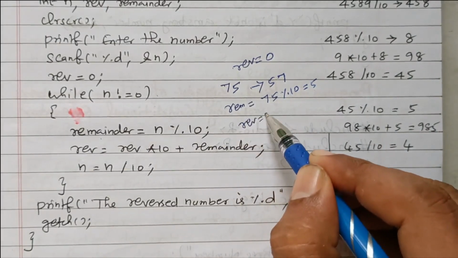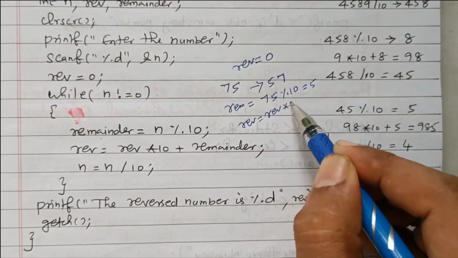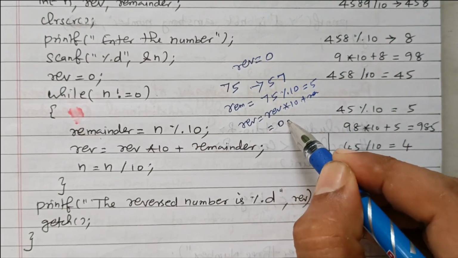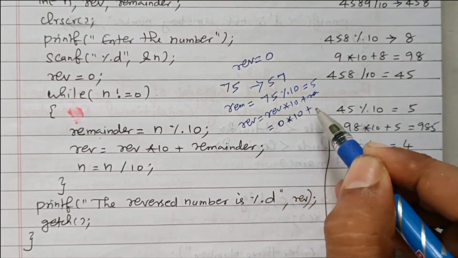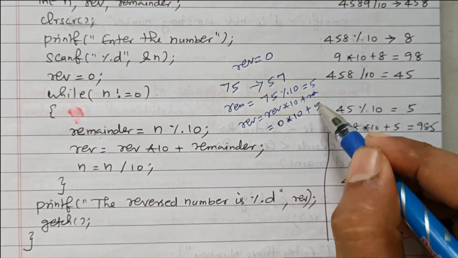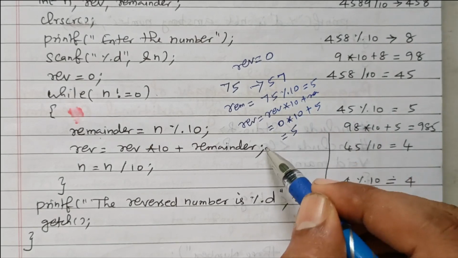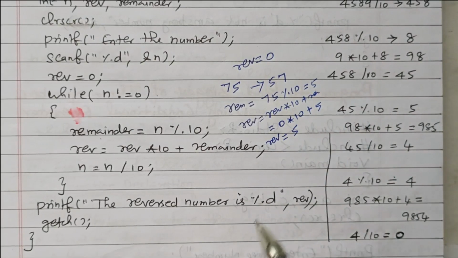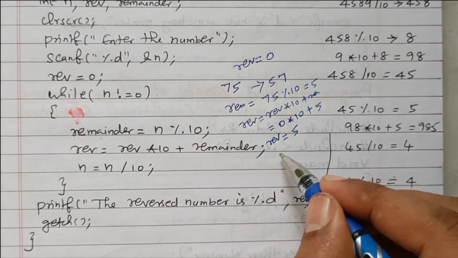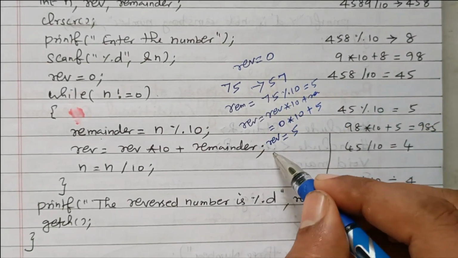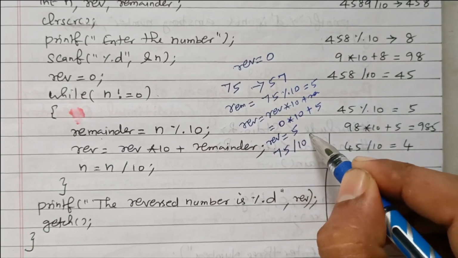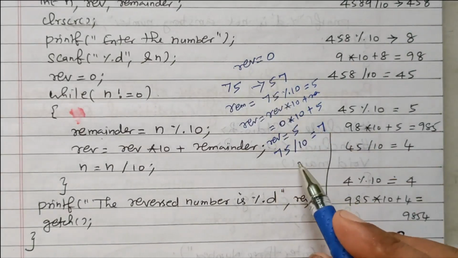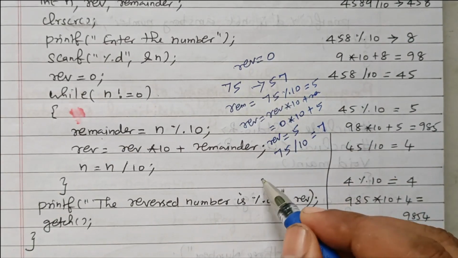What is the value available here? Reverse equal to reverse into 10 plus remainder. Reverse is already 0, 0 into 10 plus the remainder value 5. That is equal to 5. Now the reverse number is 5. Now what we need to do? We have to divide 75 by 10, so it becomes 7. This is one process. We have to repeat the same process again.